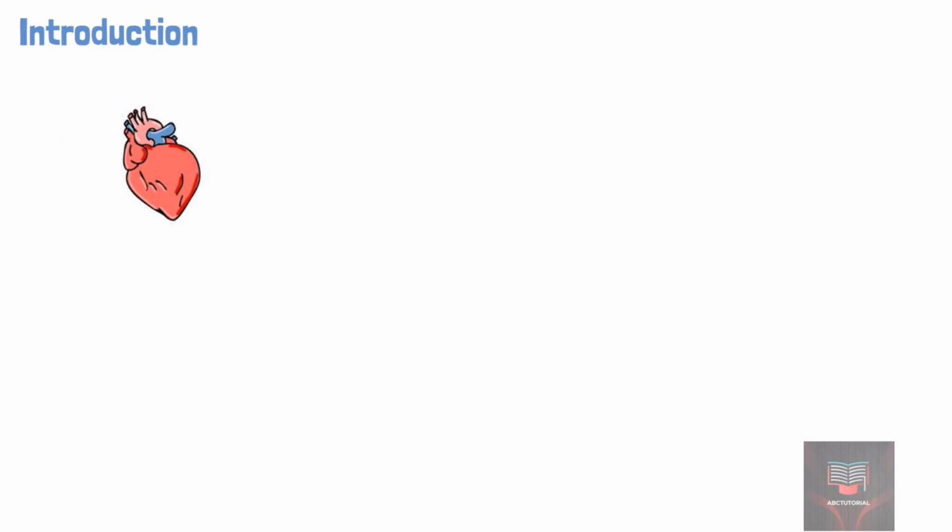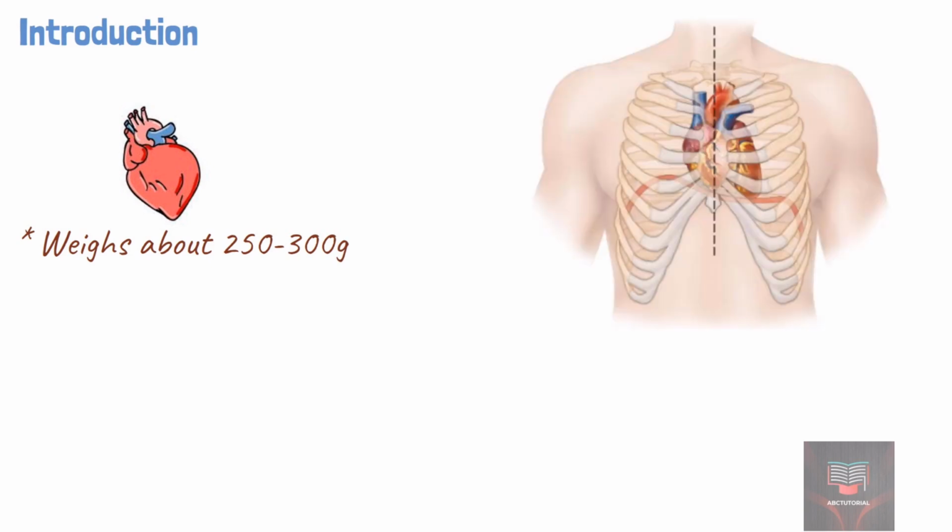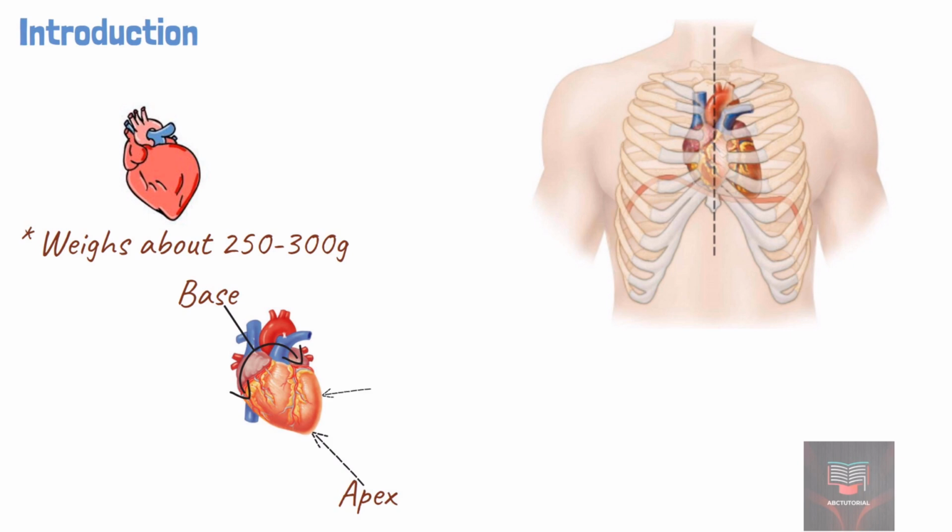The heart is a relatively small organ, about the size of a closed fist, weighing about 250 to 300 grams. It is located in the mediastinum, with 2/3 of its mass to the left of the midline. It has a base, an apex, and 3 surfaces: the left, right, and anterior surfaces. It is more like a cone resting on its side.